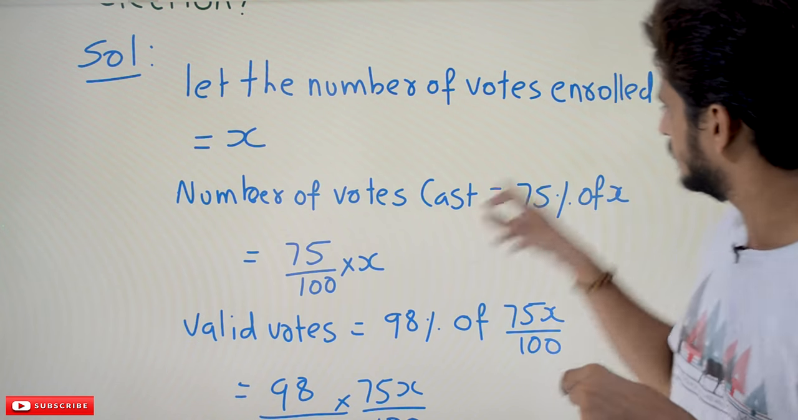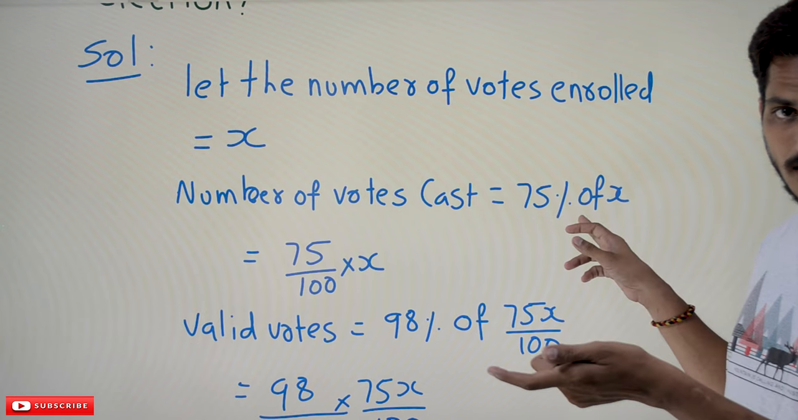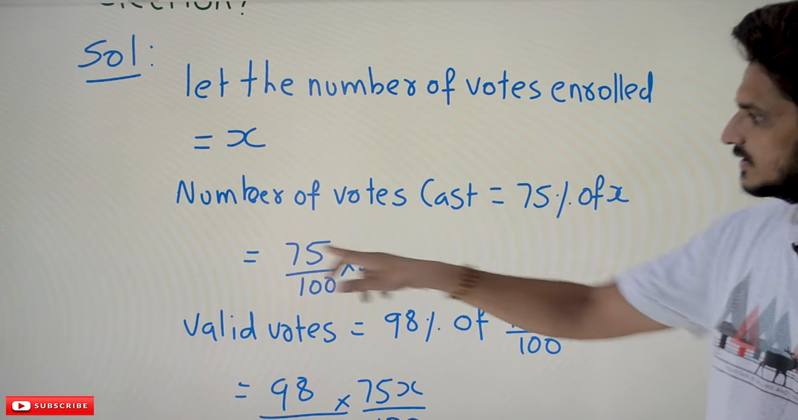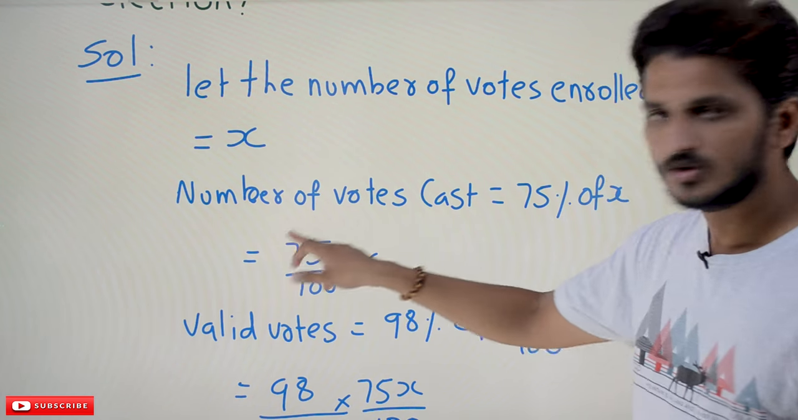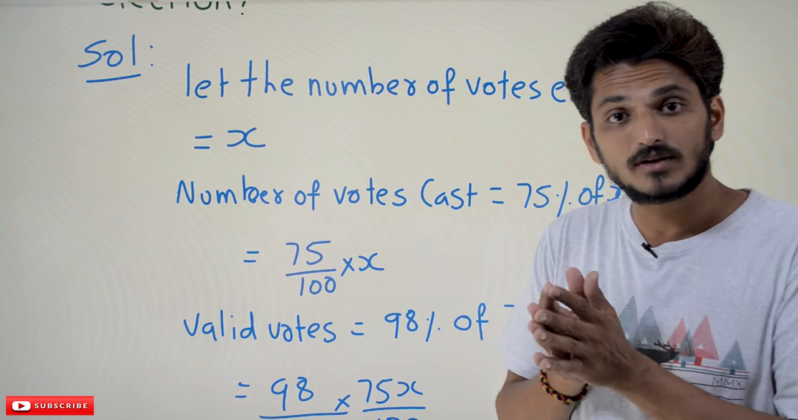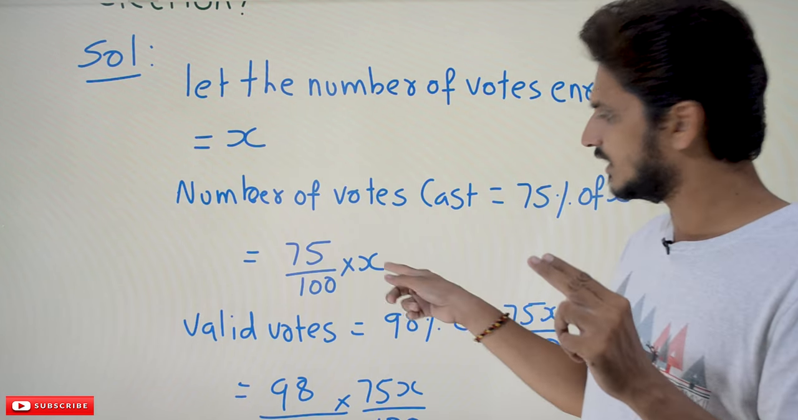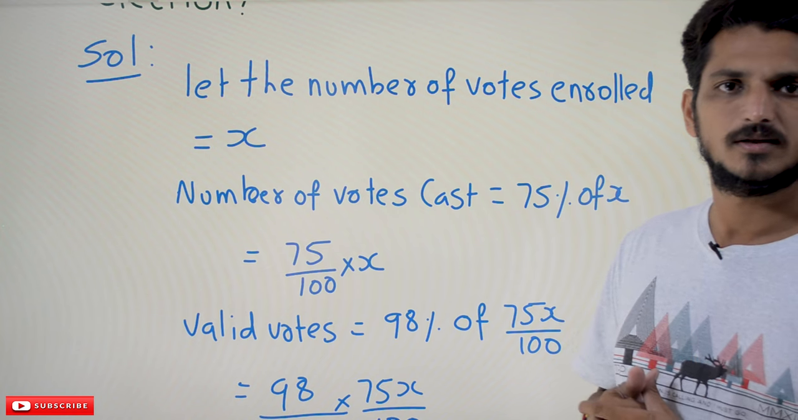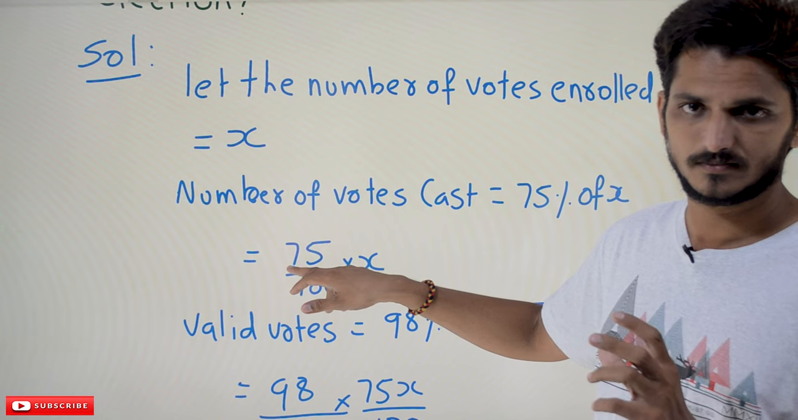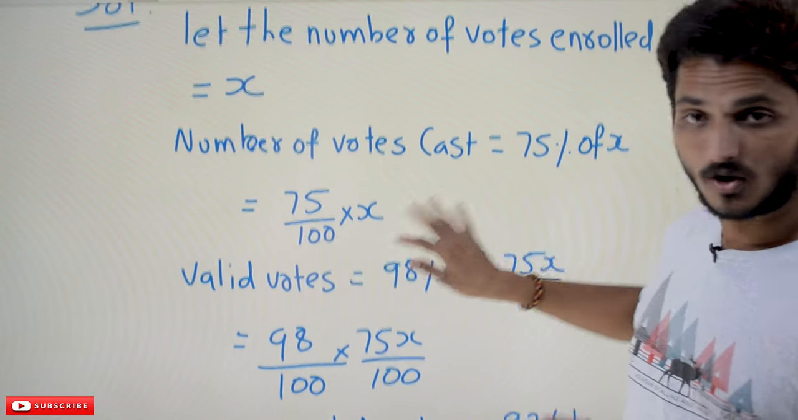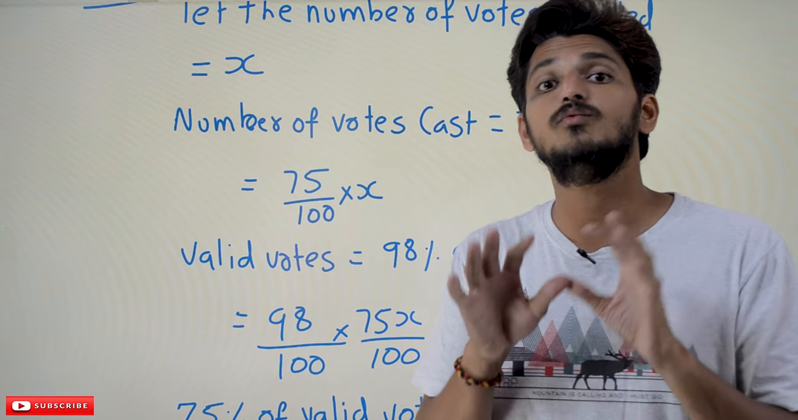How do we get that value? 75% of X, as we have done in previous classes, means 75 by 100 multiplied by X. This is the value of the 75% who cast their votes. Out of this, the second point says 2% of them are invalid.